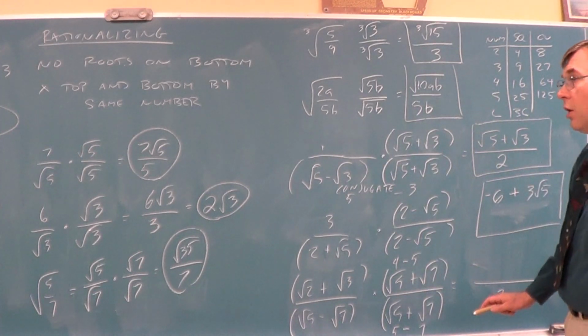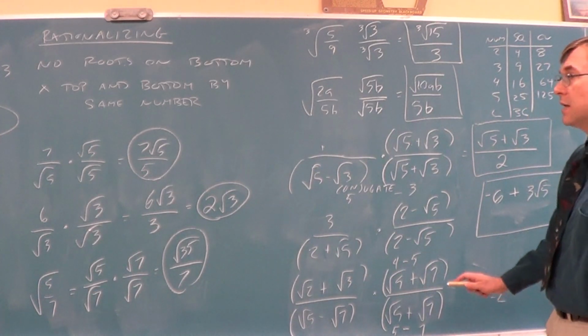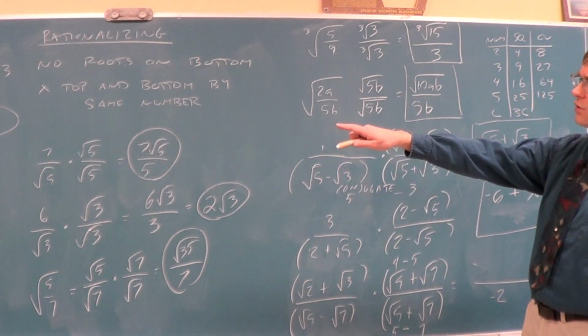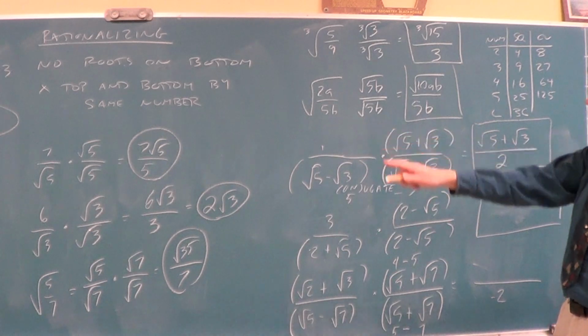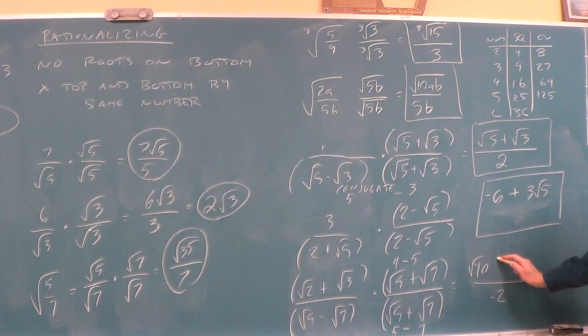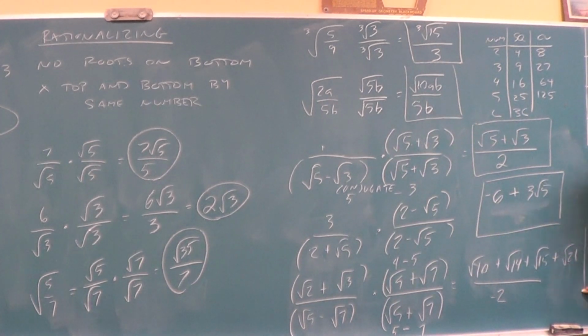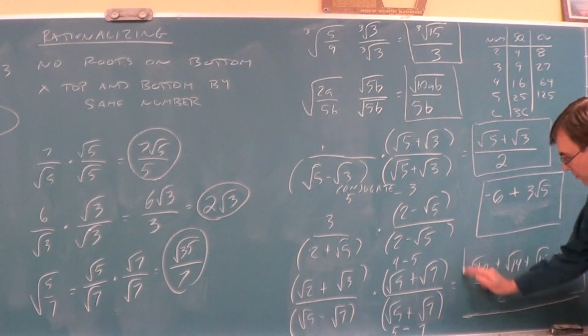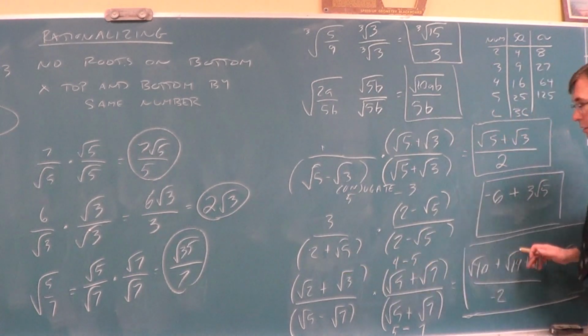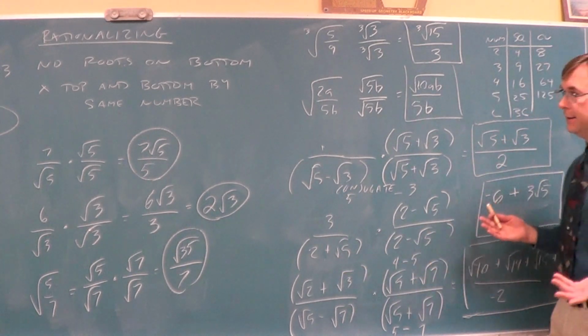And then for the top, this is actually a problem that I did 5 minutes ago. When we started to just FOIL, we had this exact problem on the top. We made it root 10 plus root 14 plus root 15 plus root 21. If we FOIL out the top, we've been there, done that a few minutes ago. That's the same FOILing that we just did, so you're going to do that kind of FOILing again.